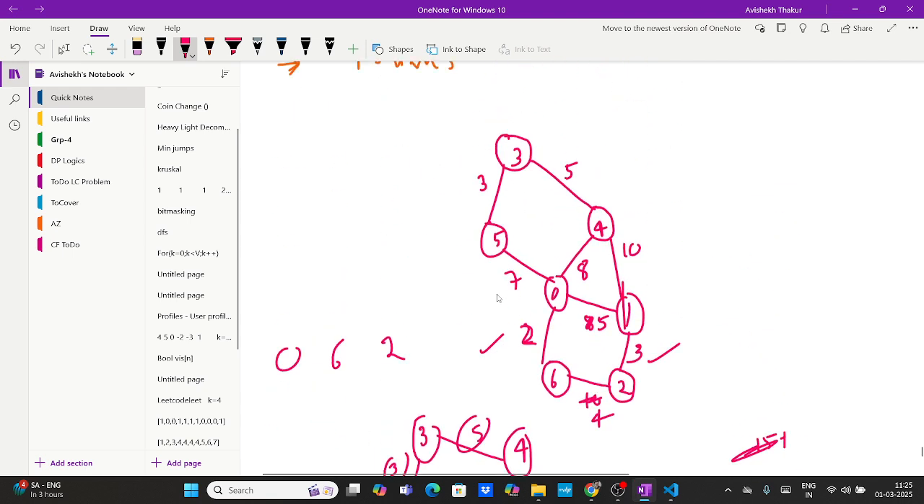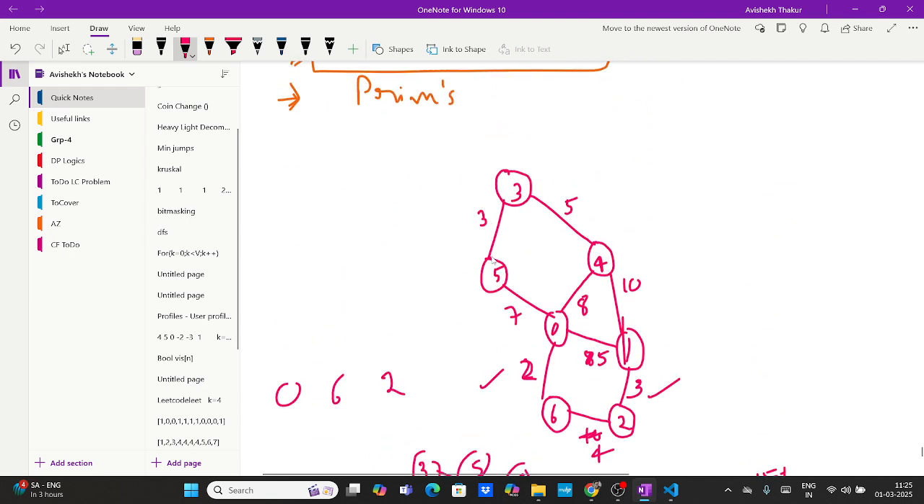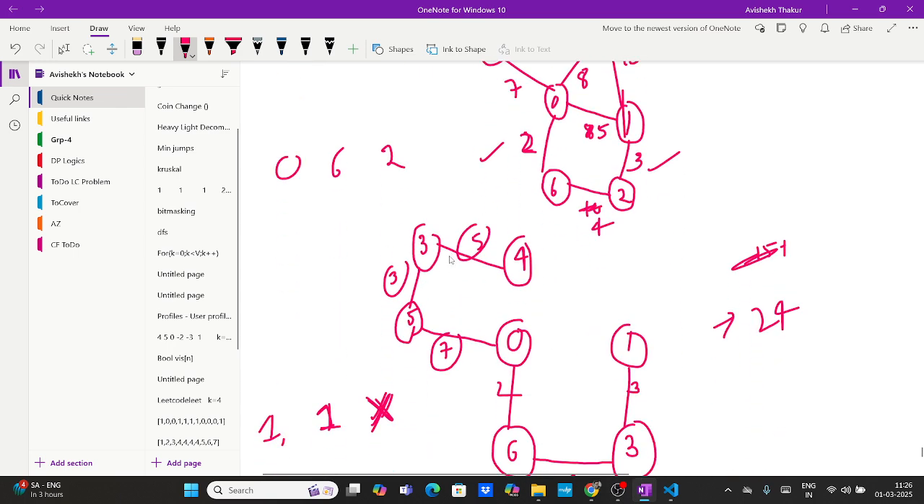Okay, so it's very simple. Go in an increasing order. As soon as you take any edge between two nodes, see whether they are in the same component or not. If they are not in the same component, go ahead and merge them. If they are in the same component, they will always create a cycle, so don't merge them.